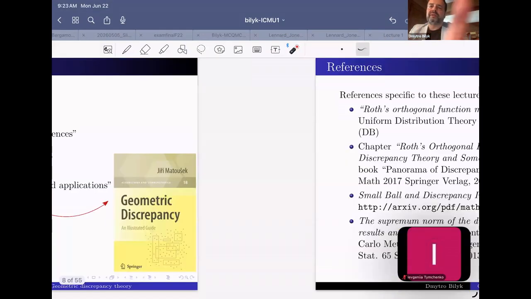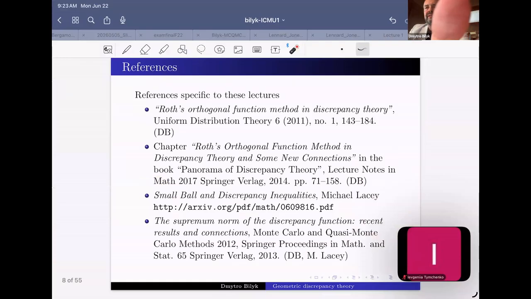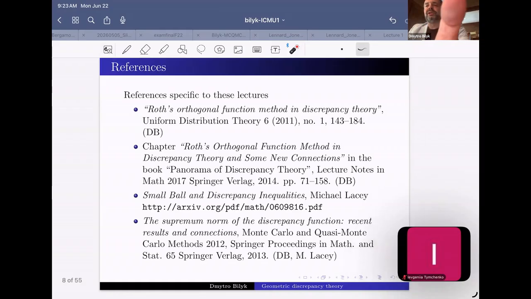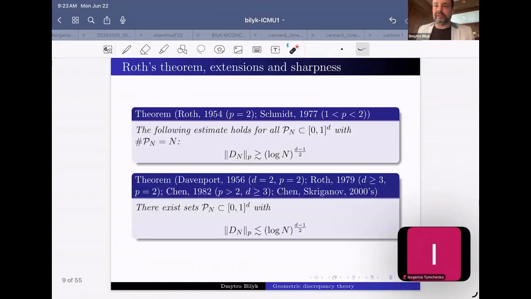Okay, so specific references relevant to this lecture: a couple of surveys that I wrote, and also survey lecture notes by my colleague and collaborator, Michael Lacey. You can feel free to look at them. But now let's actually go back to the theorem.